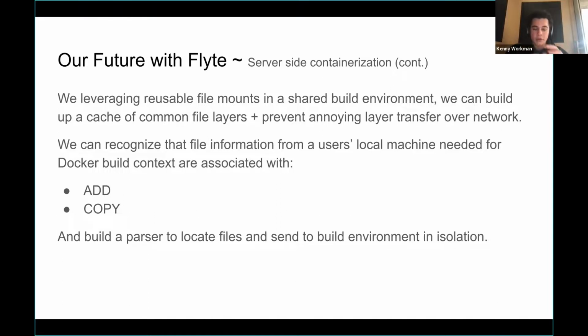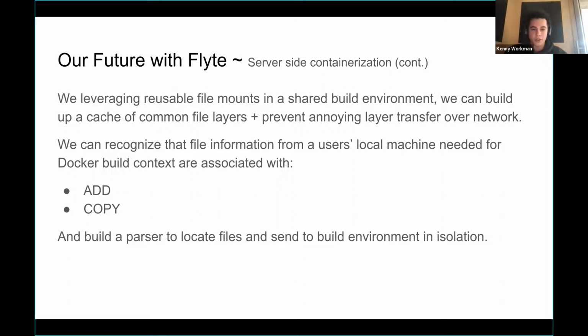But very naively, you can reuse shared file mounts and a shared build environment to keep a warm cache of file layers and prevent the network transfer of the build context to Flyte, and just do the registration on the server side. There's something more we can do in a second here, but this is the basic idea. Any sort of local state you need, you can parse from the Dockerfile and just send those individual files up to the service and use that to build the Docker build context.